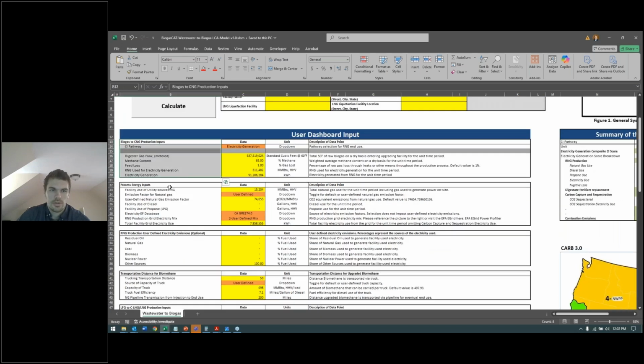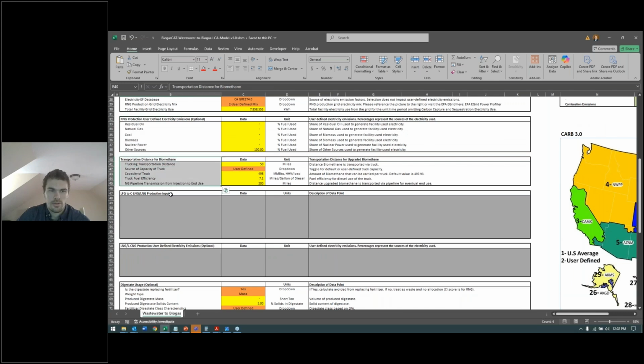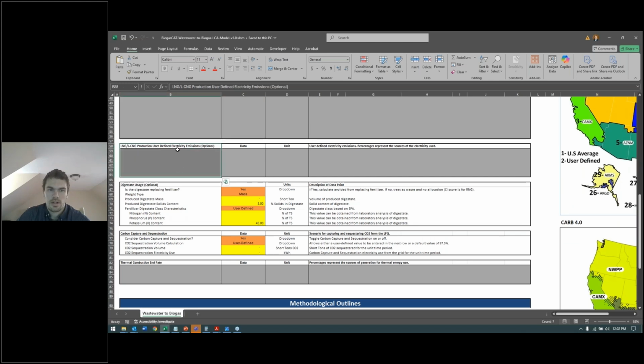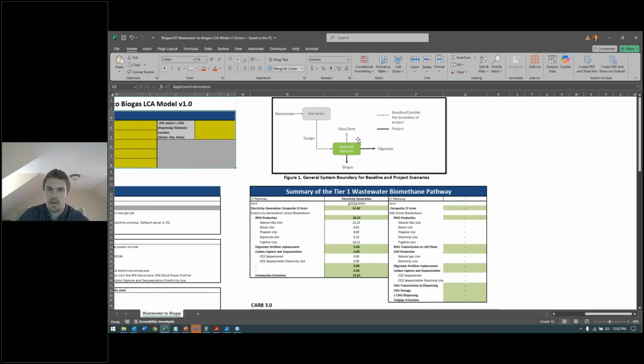We have production inputs, process energy inputs, user-defined electricity, transportation, landfill gas to CNG, LNG production inputs, the user-defined electricity around those, digestate, carbon capture sequestration, and thermal combustion and fate. These make up the user dashboard inputs. We also have the applicant information to fill out the site-specific values, and a system boundary to help users determine what should be involved in their boundary. We also have a more enhanced version of this in the ABC regulation put out.